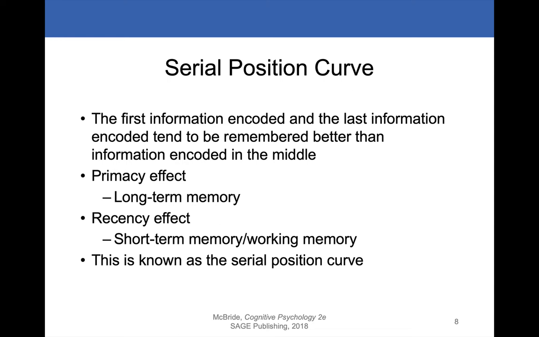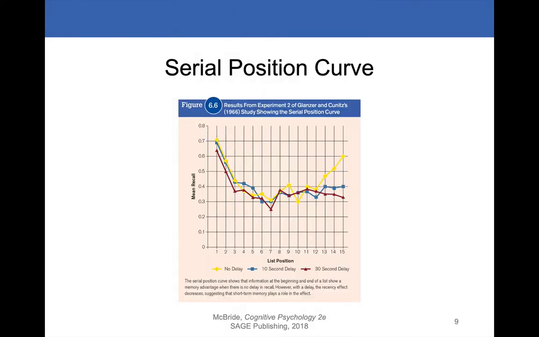This primacy and recency effect together are known as the serial position curve, meaning that we're able to remember stuff that is at the beginning of a series of stuff we have to learn, and we're able to remember stuff at the end of a series of stuff we have to learn, but we're not so good at remembering the middle. It's kind of muddled out, and you end up with this U-shaped curve that you see in this particular graph.